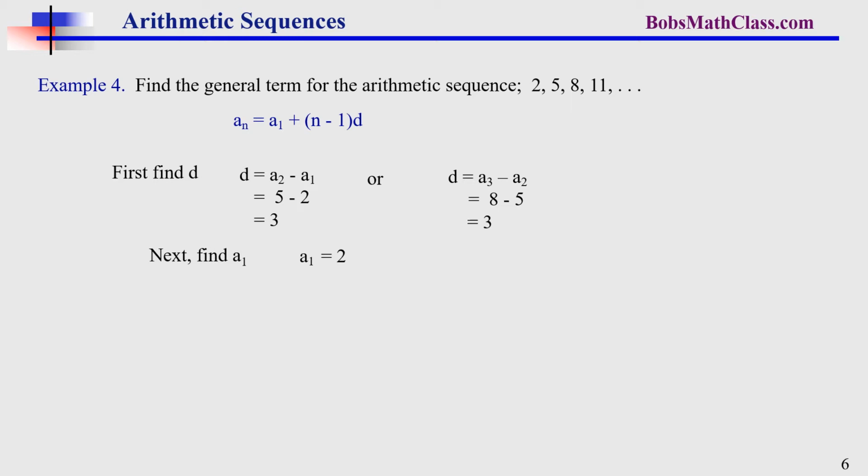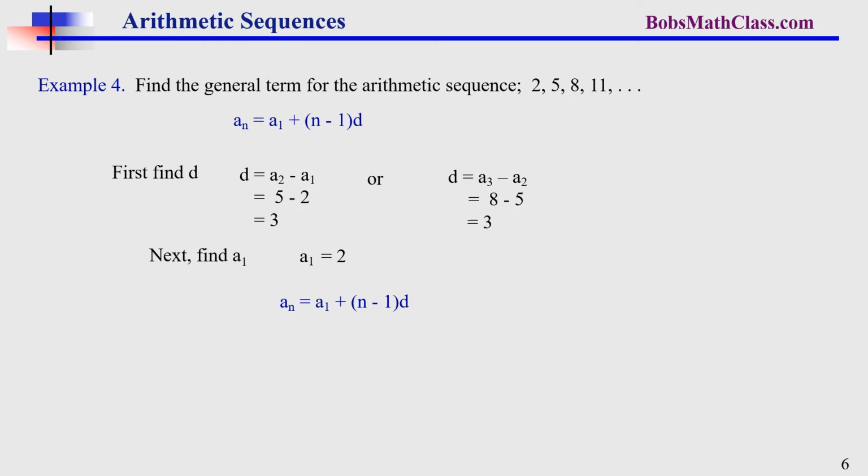Okay, so I showed a little bit of work for d. You don't have to show that much work. You could just put d equals 3. You could look at that and say, oh yeah, definitely d is 3. So now we have d, which is 3, and a1, which is 2. You're just going to put those into the formula and simplify it, and then you're all done.